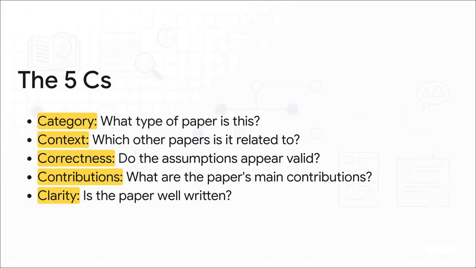Here they are. First, category. What type of paper is this? Is it a measurement study, a description of a new system? Second, context. How does it relate to other papers in the field? Third, correctness. Do their big assumptions seem plausible on the surface? Fourth, contributions. What are the main new things this paper brings to the table? And finally, clarity. Is it actually well written? If you can nail these down, you've successfully made your map.